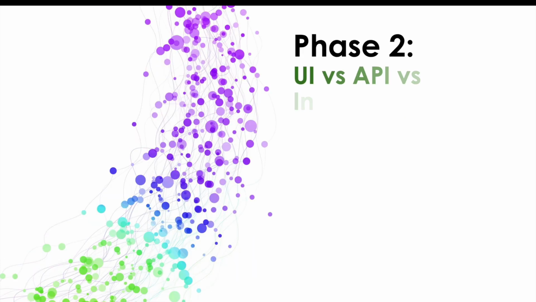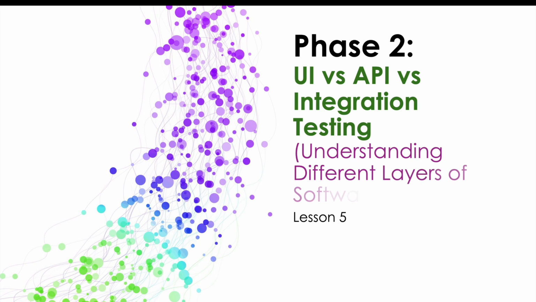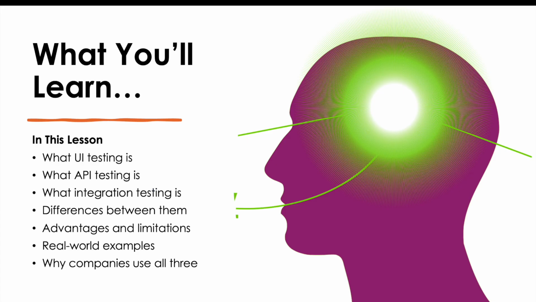So we are still in phase 2. We're on lesson 5, which is UI versus API versus integration testing. So understanding different layers of software testing. So what you'll learn in this lesson is what is UI testing, what is API testing, what is integration testing, differences between them, advantages and limitations, real-world examples, and why companies use all three.